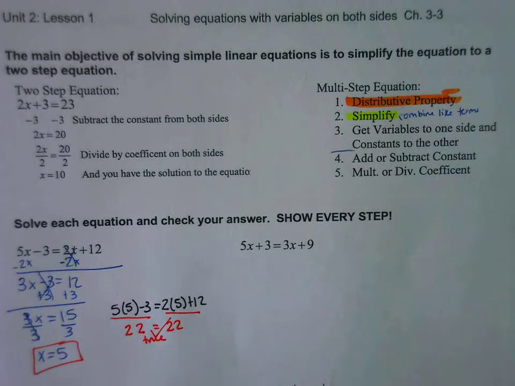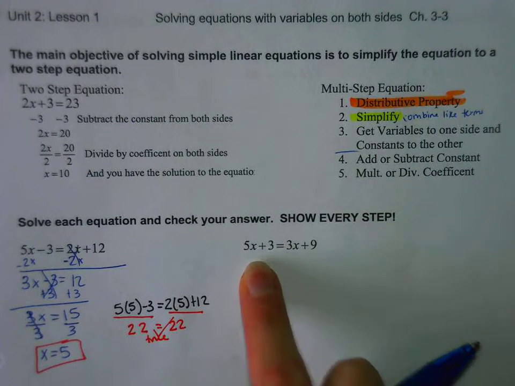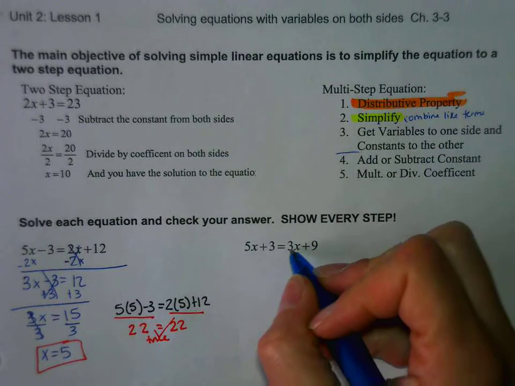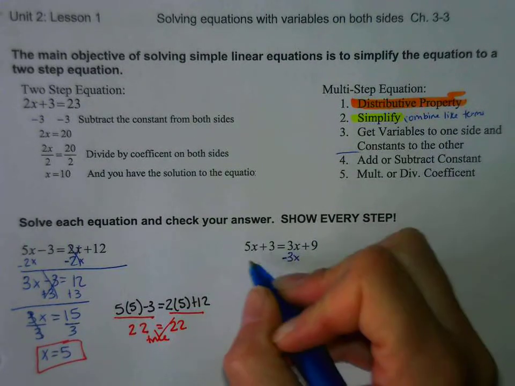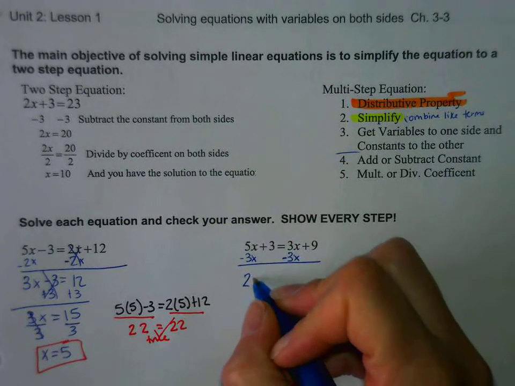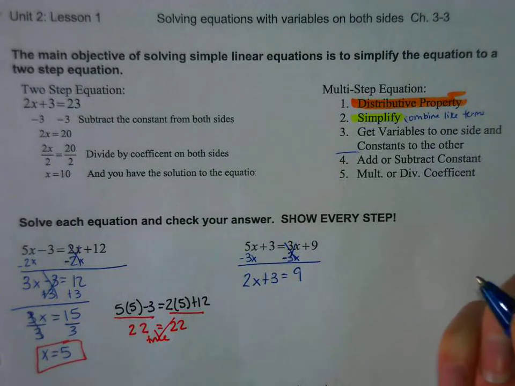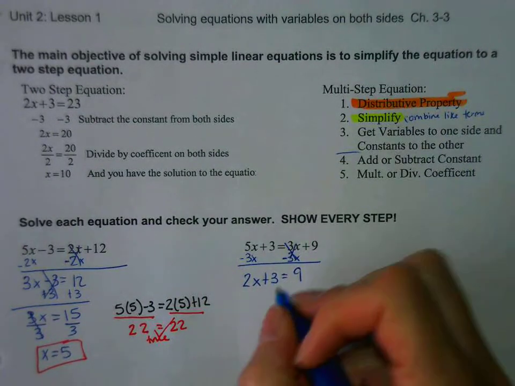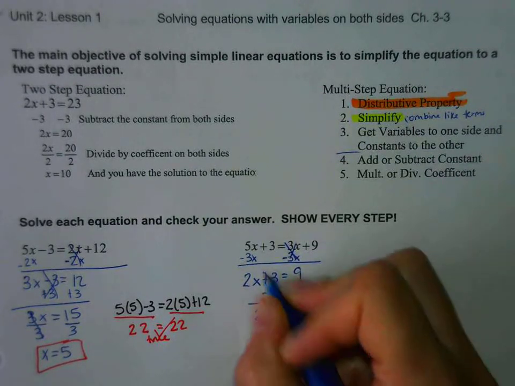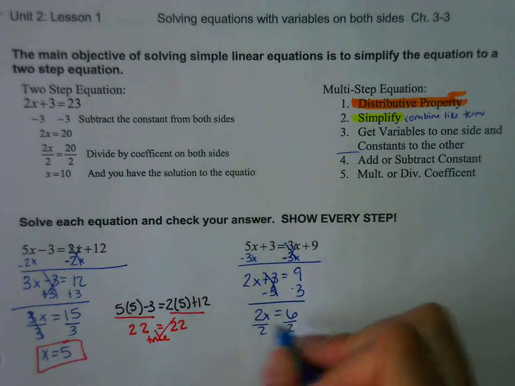So let's take a look at the next one. There's nothing to distribute. I have no like terms on my left side, no like terms on the right. So I'm going to move my variables. I'm going to take the positive 3x and subtract it from both sides of the equal sign. So 5x minus 3x is 2x. Bring down my plus 3 and my 9. So now I'm back down to a two-step equation. Subtract 3 from both sides. So 2x equals 6. Divide both sides by 2.